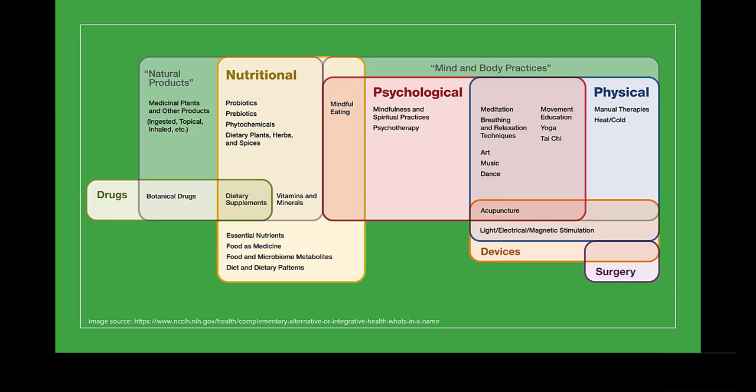And then finally, we have a combination. So there can be combinations of the three main categories. An example could be a combination of psychological and physical. So this could be yoga, tai chi, dance therapies, and some forms of art therapy. Or another example could be psychological and nutritional. So mindful eating could be an example of this.